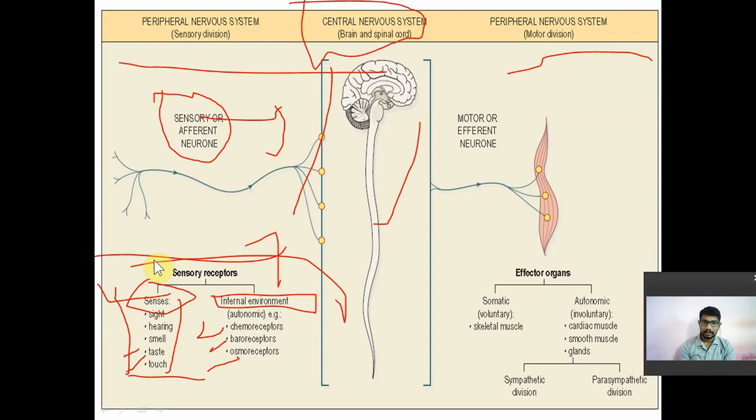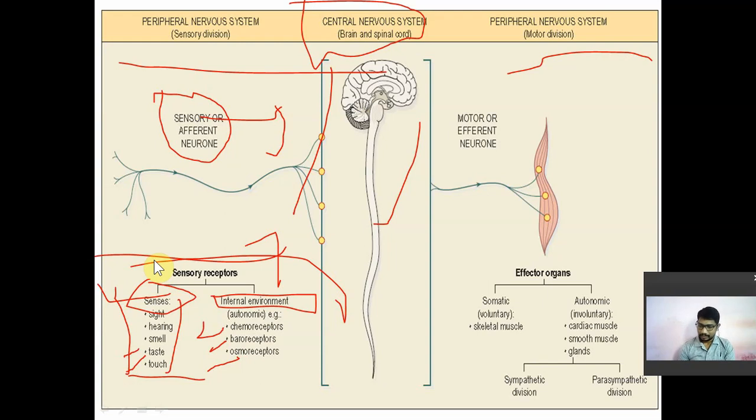Okay. Suppose your blood pressure is less than normal, so again a receptor will be activated. They will send a signal to the brain, and the brain will do accordingly. Brain will again release neurotransmitters to counteract the decreased blood pressure.